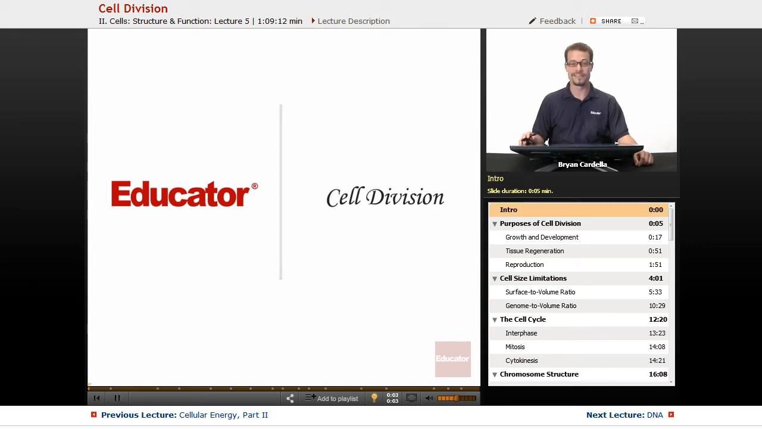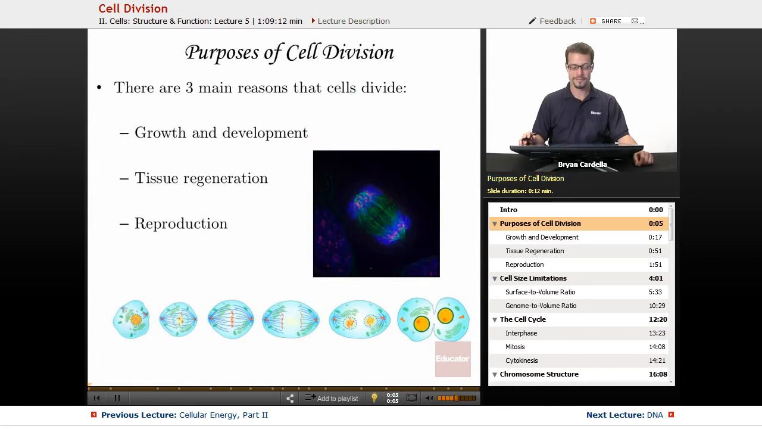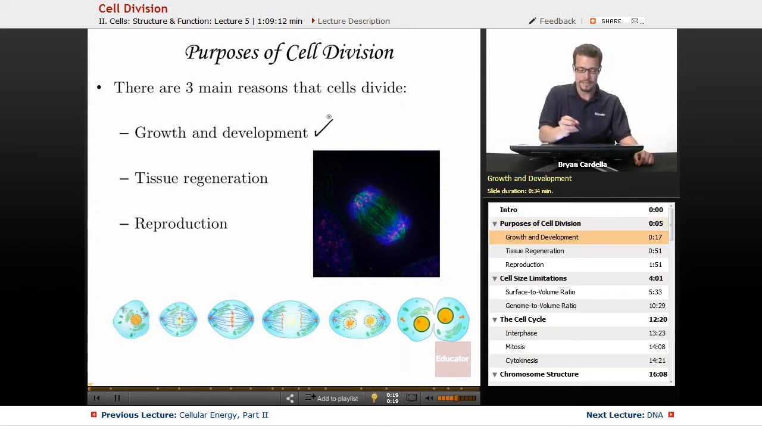This is the lesson on cell division. So we talk about the purpose of cell division. What is the point of it happening? Some of the reasons are more obvious than others, but there are really three main purposes or three main reasons that cells divide. Number one, growth and development.